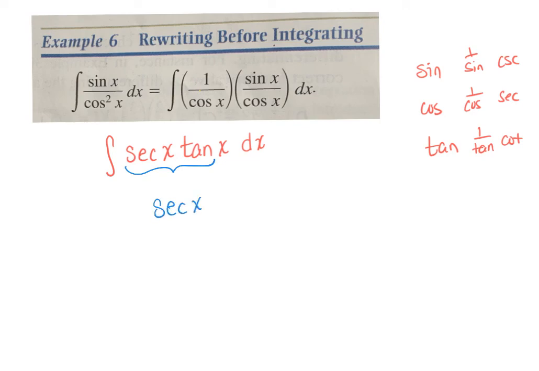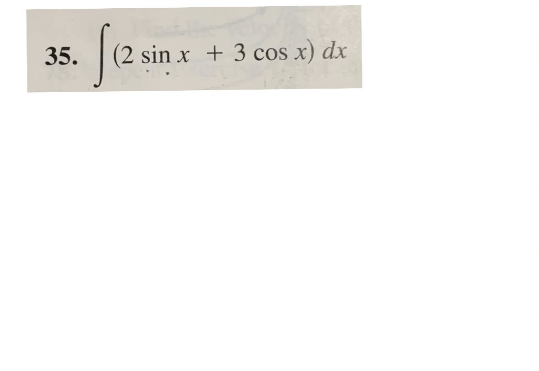And because I do not have an initial condition, I cannot get my constant. I have to do a plus c. So the antiderivative of sine is negative cosine. The antiderivative of cosine is sine. There you go.